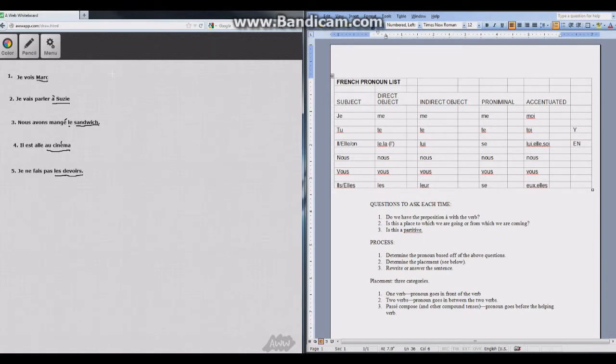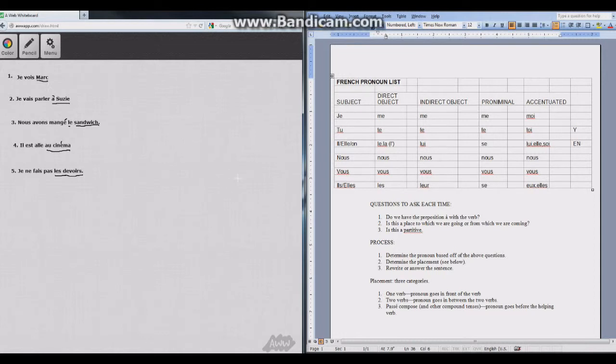Alright, so let's get started with the sentences. Over here you can see I am using an internet whiteboard. A very good site. I can't really draw that well with a mouse, but hey, that's okay. It serves its purpose. It gets the job done. Number one, we have je vois Marc. I see Mark. And what we would want to say is I see him.